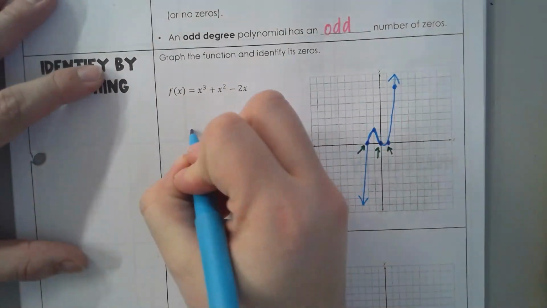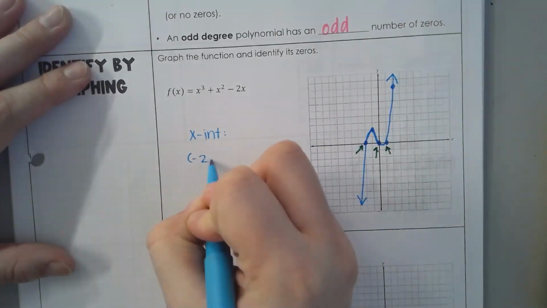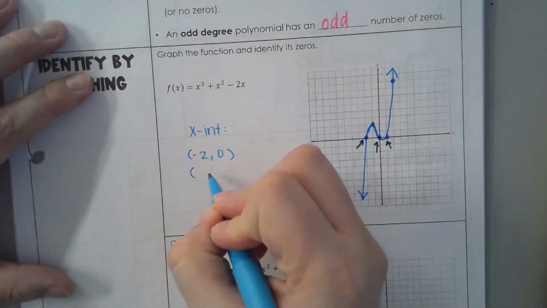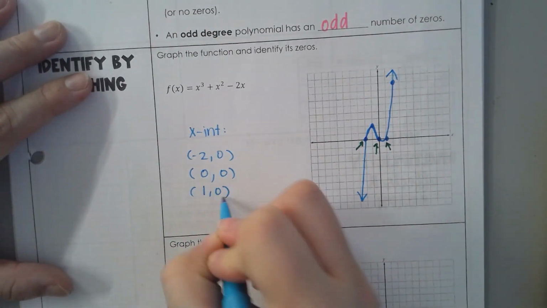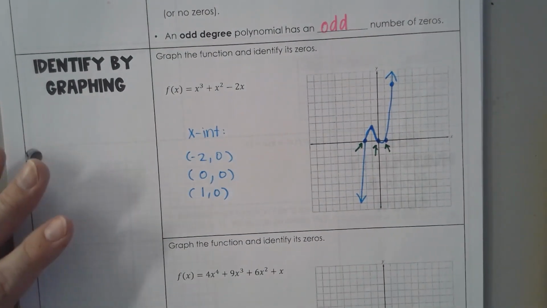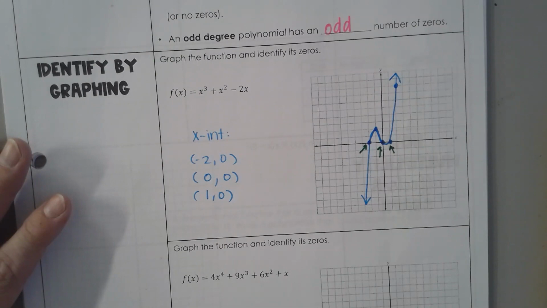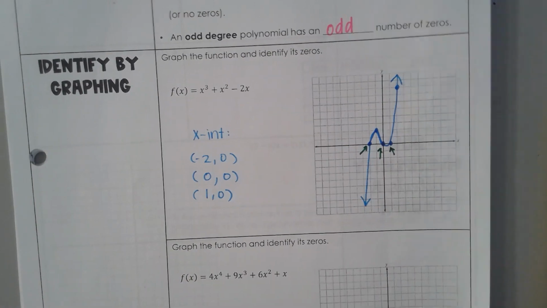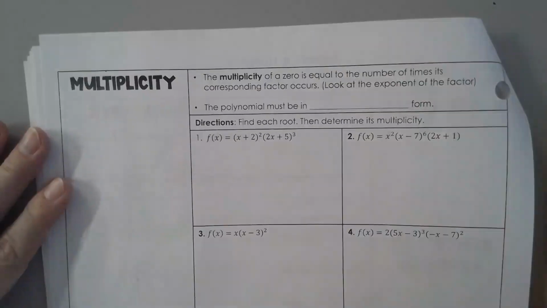And so those x-intercepts are at negative 2, 0. Where's the next one? 0, 0, and 1, 0. Those are my 3 x-intercepts. So let's get into, on the next page, what we call multiplicity.